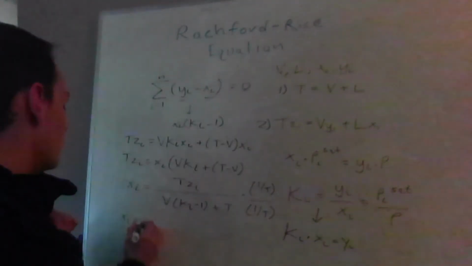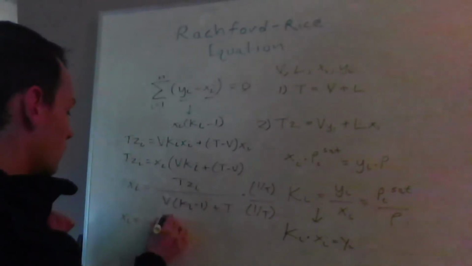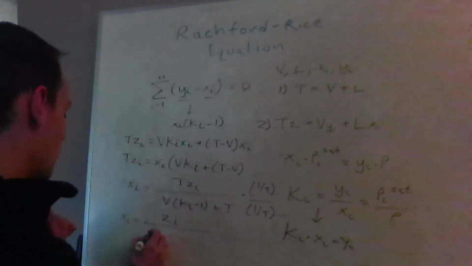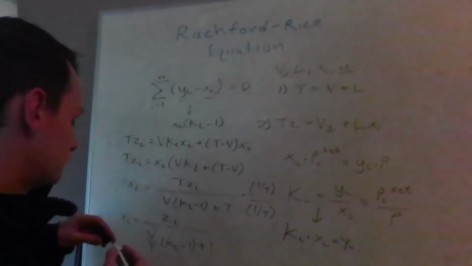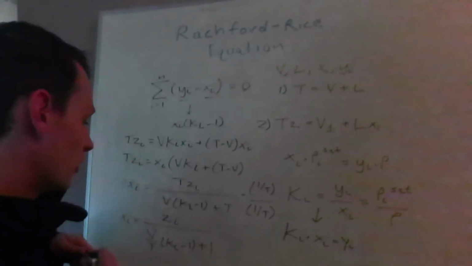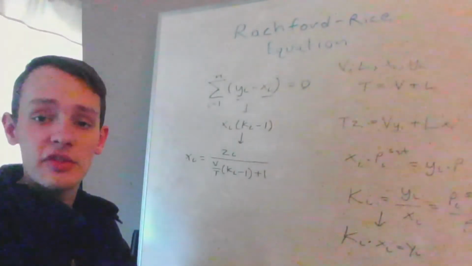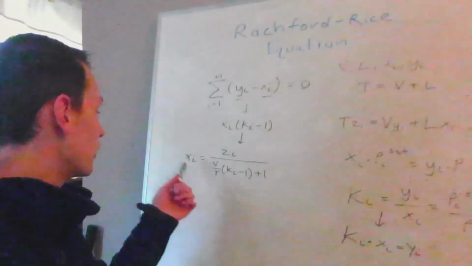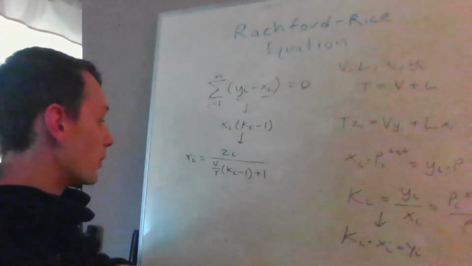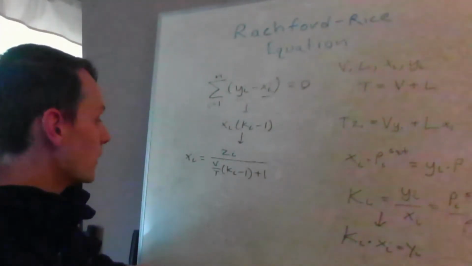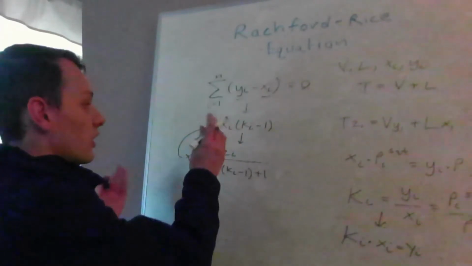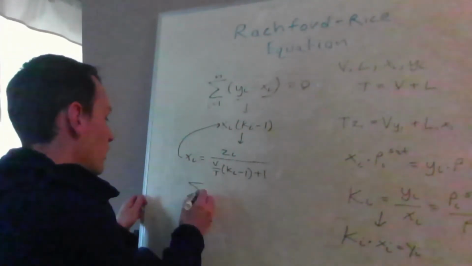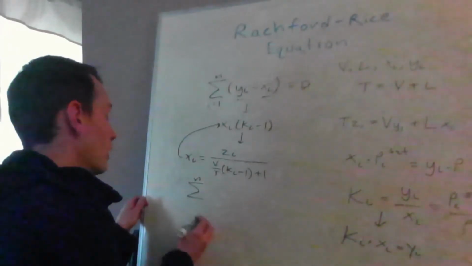So for xi, we would get zi, and then we would have v over t, right? Ki minus 1 plus 1. Okay? So what might this be? Let's talk about this expression that we have for xi. So this is our expression for the mole fraction of some component in the liquid phase for our mixture. And what we see is that when we make this substitution, I erased everything so that this would become clear. We make that substitution so that we have the final Rachford-Rice equation.